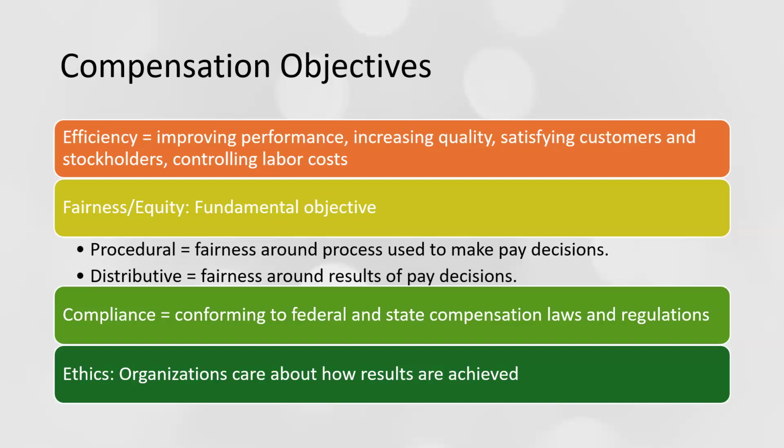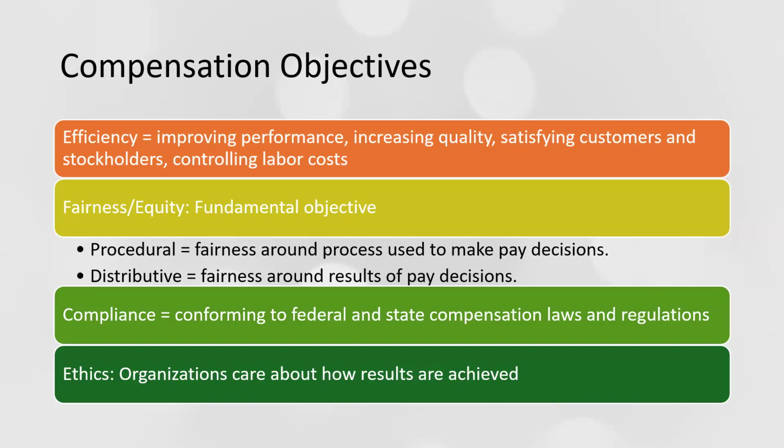Compliance is the third objective, and all compensation systems have to worry about compliance, although this can be a bigger objective in some organizations or industries than others. And this is really about conforming to federal and state compensation laws and regulations. We'll learn an overview of some of these laws because they affect how we create and how we maintain our compensation systems. But compliance can be more important in industries like banking, for example, where there's just more regulation around the way that they do business than something like retail, where they still have federal and state compensation laws they have to follow, but there are just fewer of them.